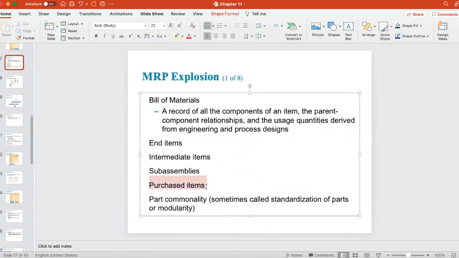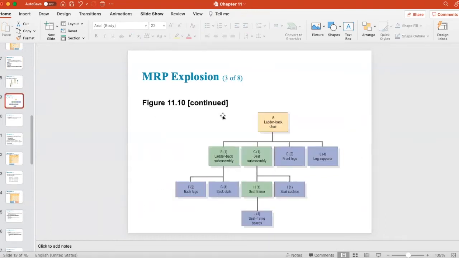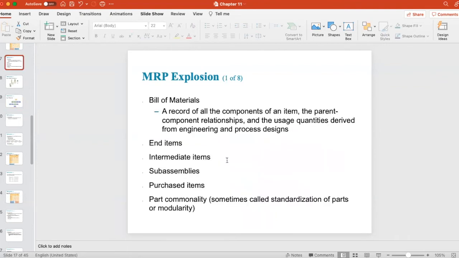Now, let's continue. The purchase items. Purchase items, very simple. If an item in this whole structure is only playing the role of component product, all right, then we view it as a purchased item. Basically, you buy it from your supplier and then you use it for assembly in order to get the final product, okay? So F, G, J, I, D, E, all these things, you see, they're only playing the role of component item, all right, instead of parent item. So that's why all those items, which are represented by the purple, okay, are viewed as the purchase items.